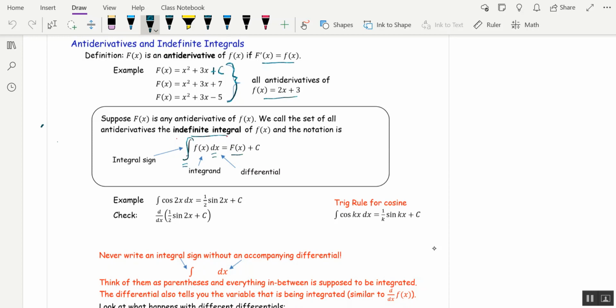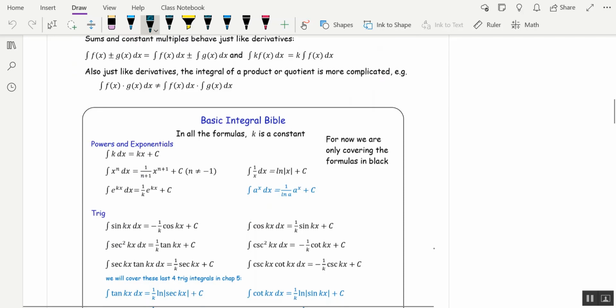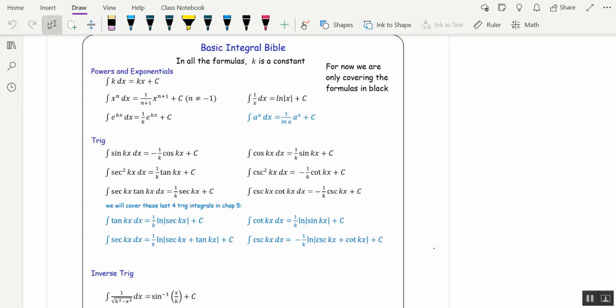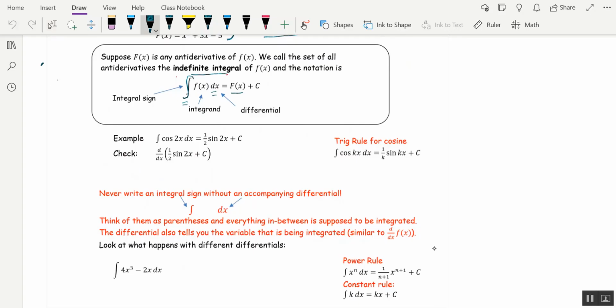So on the next page, I have a set of all the antiderivative formulas that you're going to need to know. And don't worry, most of them are just the opposite of differentiation formulas, so they make a lot of sense. And you'll see as we go through why they make sense. So the first one we're going to look at is the trig rule for cosine, which is the integral of cos kx is 1 over k sine kx plus c.